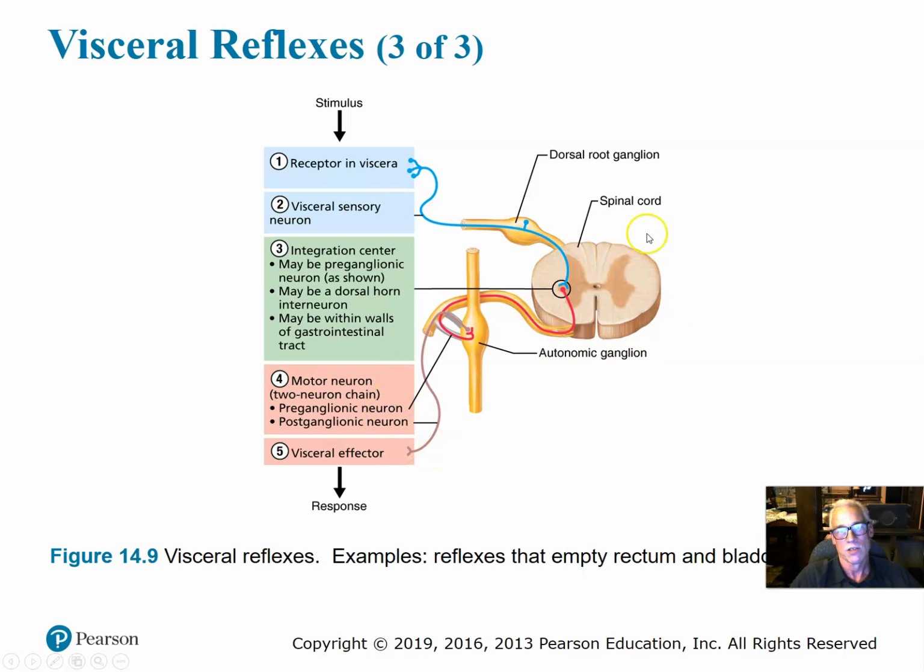And in fact, there's actually a lot of reflexes that are housed right in the walls of the digestive tract. It's estimated there's as many neurons in the walls of your digestive tract as there are in your entire spinal cord. That's how complex the nervous system of the digestive tract is, this automated system, but lots of reflexes are found there too.